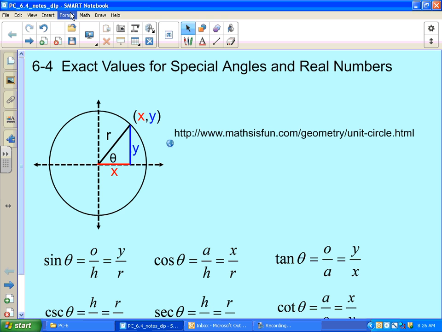There are 4 places along this circle where point xy will be on an axis: positive x-axis, positive y-axis, negative x-axis, negative y-axis. And at those points, we have some unique situations that happen with regards to our sine, cosine, tangents, and our reciprocal functions. But first, let's take a peek at a little description.